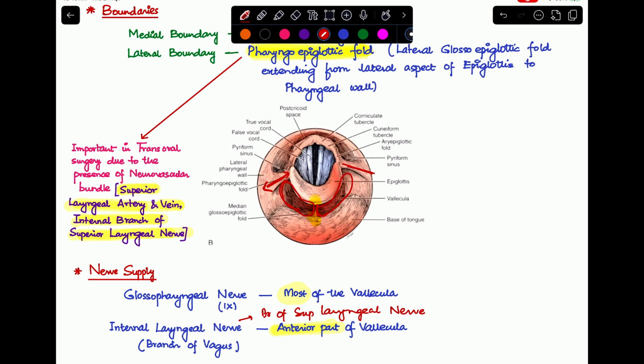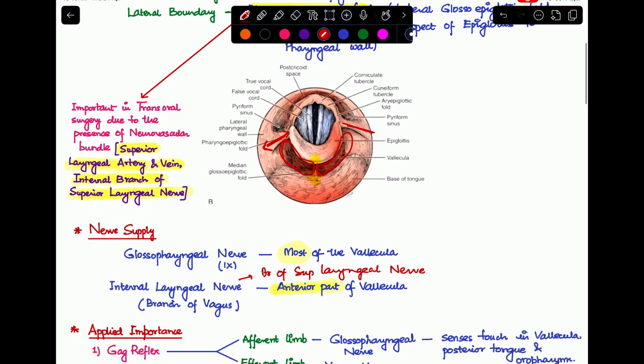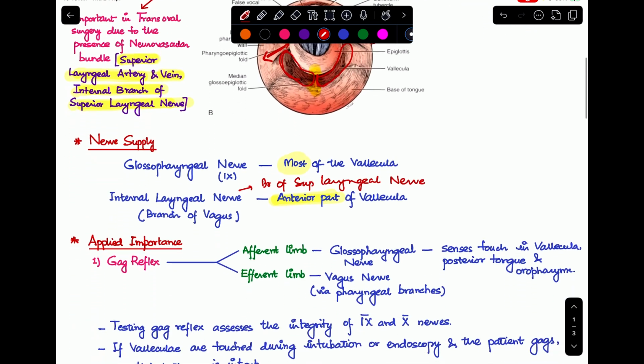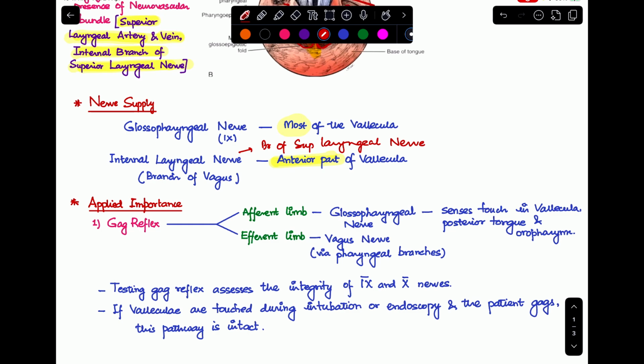Now, the last part: we need to know the applied importance of this vallecula. First of all, as I just said, the nerve sensations are by the 9th and the 10th cranial nerves. So this becomes important in the gag reflex. And what is the gag reflex? The gag reflex has an afferent and an efferent pathway.